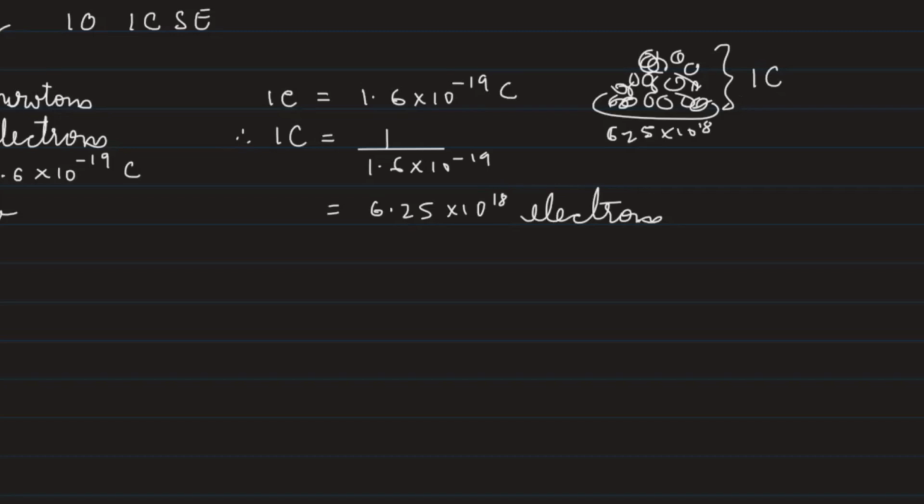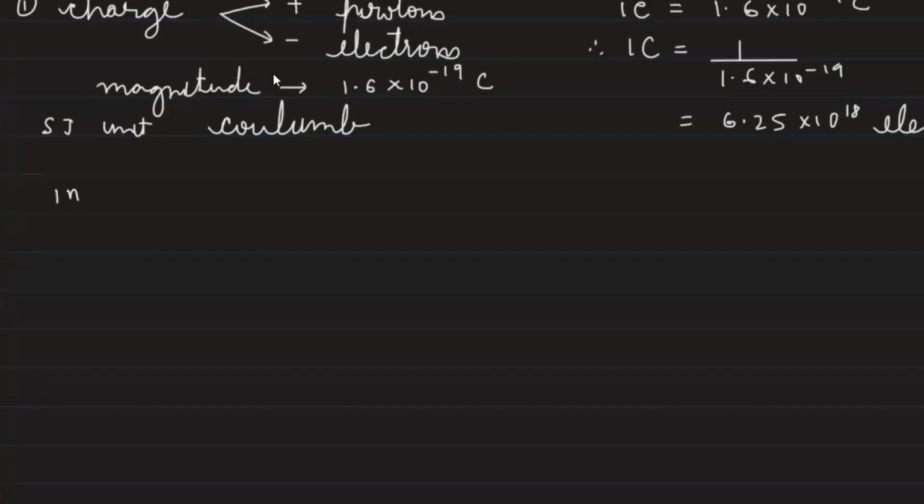And therefore, we use smaller units like 1 nano coulomb will be 10 to the power minus 9 coulomb. Then you have 1 micro coulomb, that is 10 to the power minus 6 coulomb. 1 milli is 10 to the power minus 3. Okay, so these are the smaller units that we use.